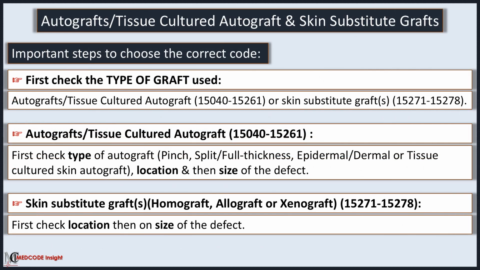Now let's focus on an important step, choosing the correct code within a minute. When selecting a code for a grafting procedure, we first eliminate the options based on the type of graft used. It may be an autograft or a skin substitute graft.